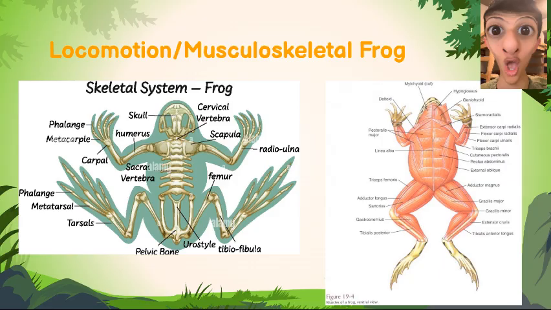The musculoskeletal system of the frog consists of the skeleton, muscles, joints, and connective tissue. The skeleton is made up of bones and cartilage and supports the body and serves as an attachment point for muscles. A frog has three main muscle types: skeletal, cardiac, and smooth.